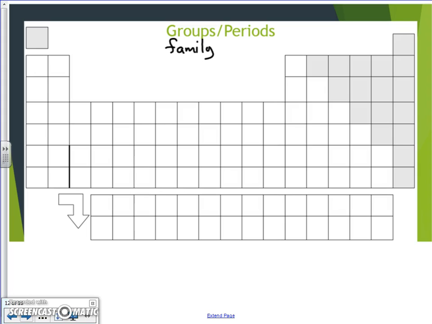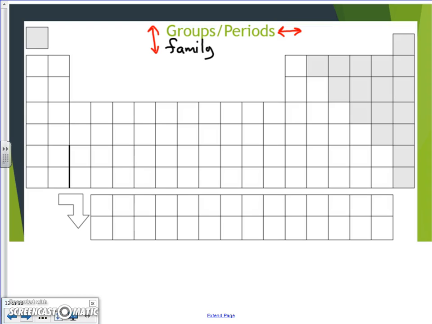People use both terms. You'll see them both. What you need to know though, groups and families, they run up and down. So they are columns on the periodic table. Periods run left and right. So the first column, that's a group. The second column is a group. The first row would be a period.